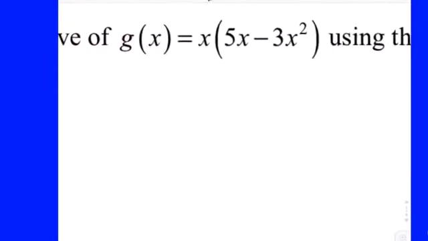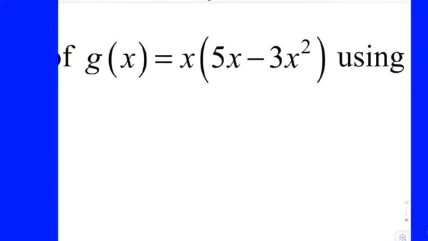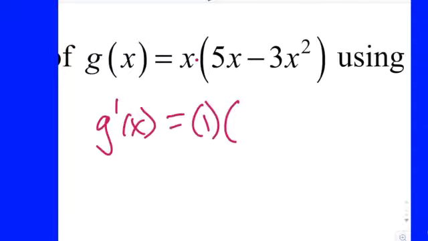Example 1. The derivative of g, where g is x times 5x minus 3x squared. Do we have a product? Indeed we do. We have a variable function x times a variable function there. So here we go. G prime of x is the derivative of x, which is 1, times the derivative of that, which is 5 minus 6x, right? How selfish of those factors, right? They both went at the same time. That is not right. That is the correct way to do the incorrect product rule.